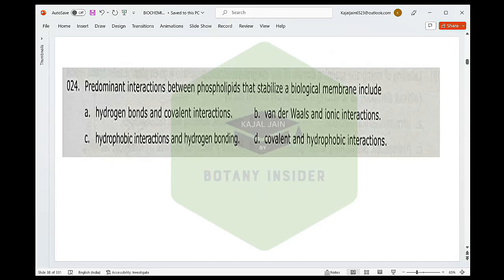One more question for you all. Give it a try. The question is: the predominant interactions between the phospholipids that stabilize a biological membrane. Now, this particular question is dependent upon your general knowledge. Put in your general knowledge over here. Try to mark down the answer via the elimination method. First eliminate all those options carrying a bonding which is not possible at all in a biological membrane. Just try to correlate with the properties of the various bonds that we have. Recall the properties and correlate them to the biological membrane. Everyone mark the answer. Take your time, quickly mark the answer.